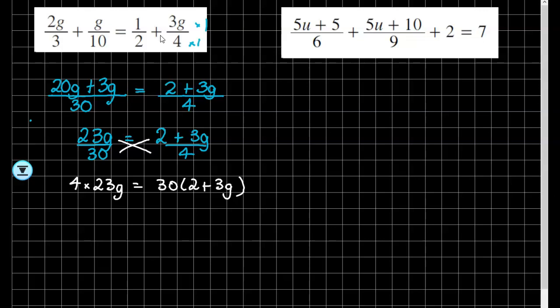You could, if you wanted to, go, well, hang on, what's the smallest number that 30 and 4 both go into? 60. So if you wanted to, you could say, let's make this over 60. What did I have to times this by to get to 60? 2, so that would be 46g. What did I have to times 4 by to get to 60? You are correct. 15 times 2 plus 3g.